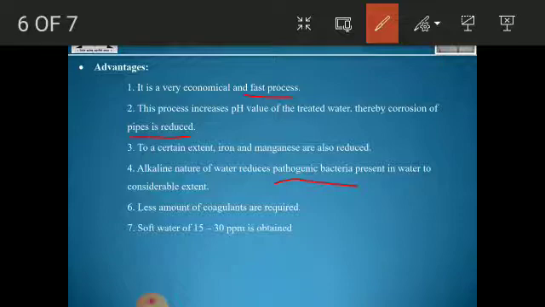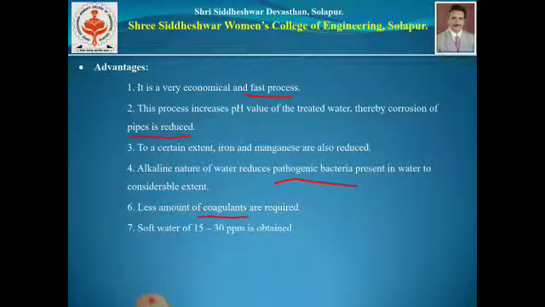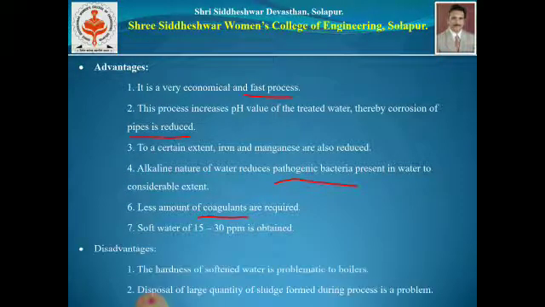In this method, a smaller amount of coagulants is required. Coagulants like alum are normally used in lime soda processes, but as it is a hot process, the settling takes place fast. It will not take much time, so coagulants are not required much. We can get soft water of hardness around 15 to 30 ppm. So these are the advantages of the hot lime soda process.